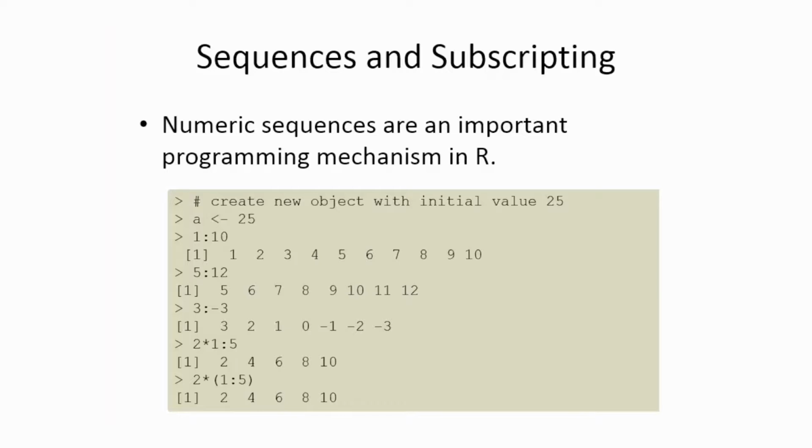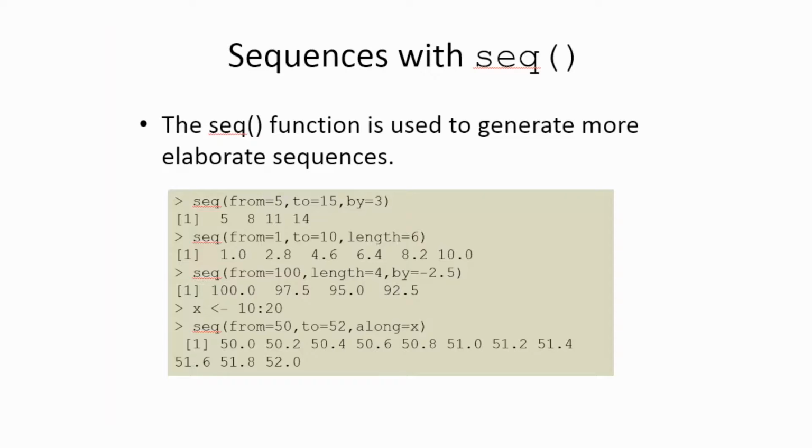You can even go as far as saying 2 times 1:5, which gives you values from 1 through 5 doubled. So 2, 4, 6, 8, and 10. Same, by the way, as saying 2 times, in parentheses, 1:5. But often the better way of generating a sequence is to use the seq function. It's not really any different, other than it allows you to generate more elaborate sequences.